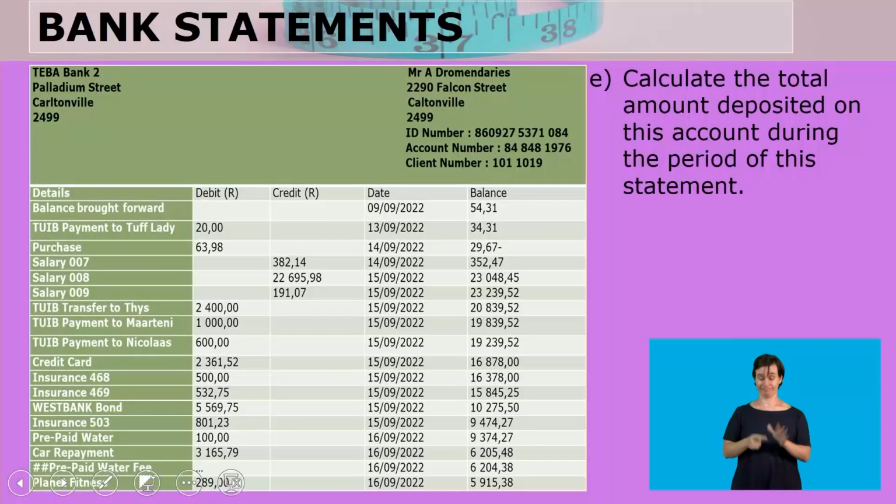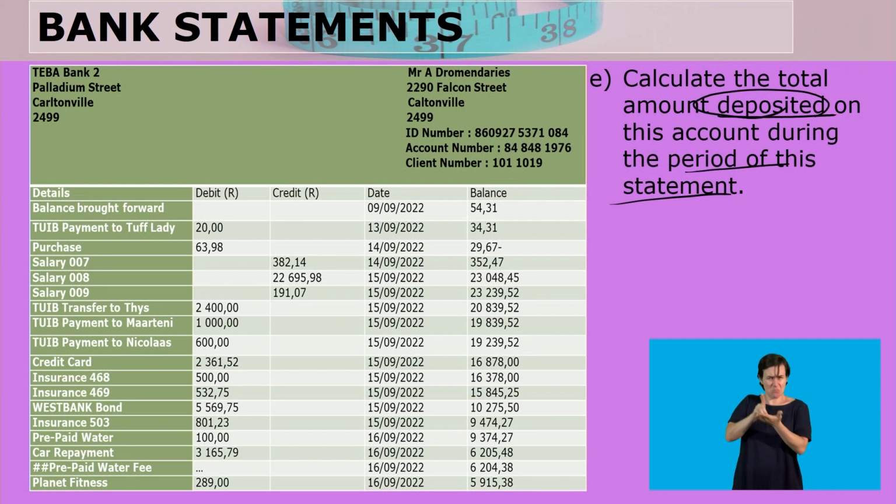Right, we move on to number E. Calculate the total amount deposited on this account during the period of the statement. So now you go to your statement. On your statement, there's no word that says deposited, but you are given debit and credit. So you must know that when we talk of a debit, it's whereby an amount has been taken out of the account. When you talk of a credit, it's whereby a total amount of money has been deposited.